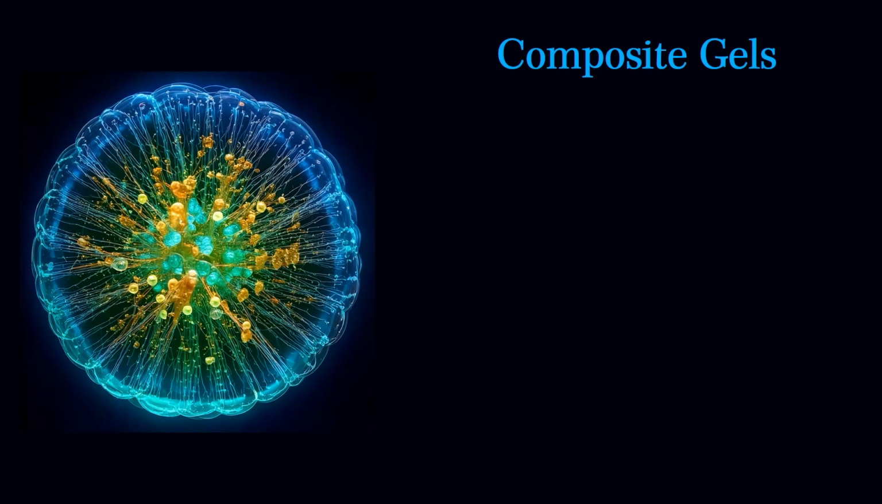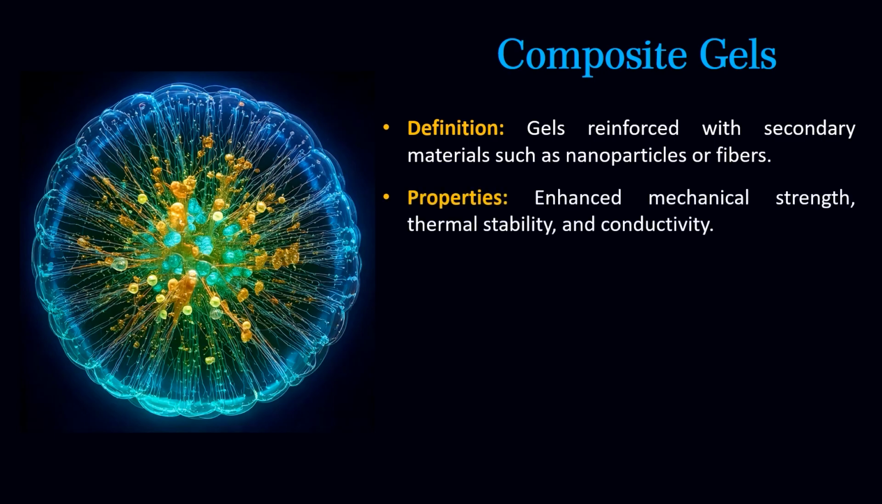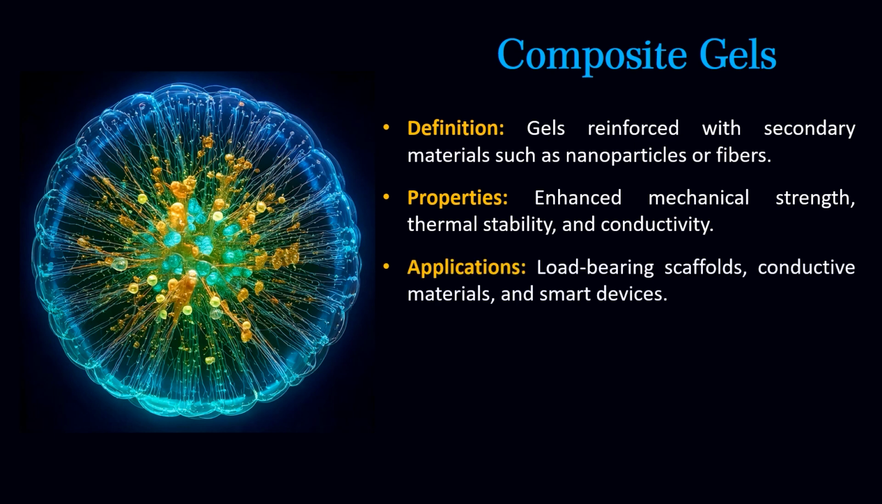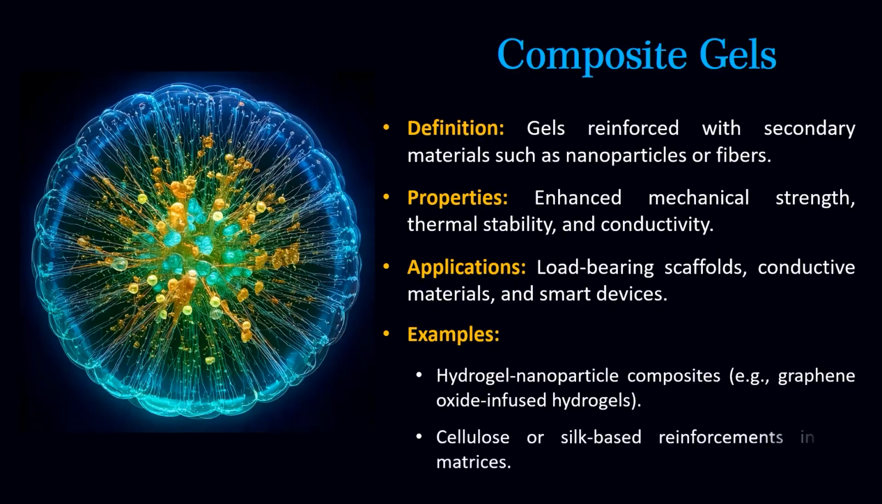Then there is another category, that is the composite gels. These are secondary materials which have nanoparticles or fibers. As these are secondary materials, they have enhanced mechanical strength, better thermal stability and conductivity. They have application in load bearing scaffolds, conducting materials, smart devices. We can use it for a case in which I need to develop something for bearing a load, in the case of scaffolds, right? Some of the examples are hydrogel nanoparticle composites, for example, graphene oxide infused hydrogels, then cellulose or silk based reinforcement in the gel matrix.